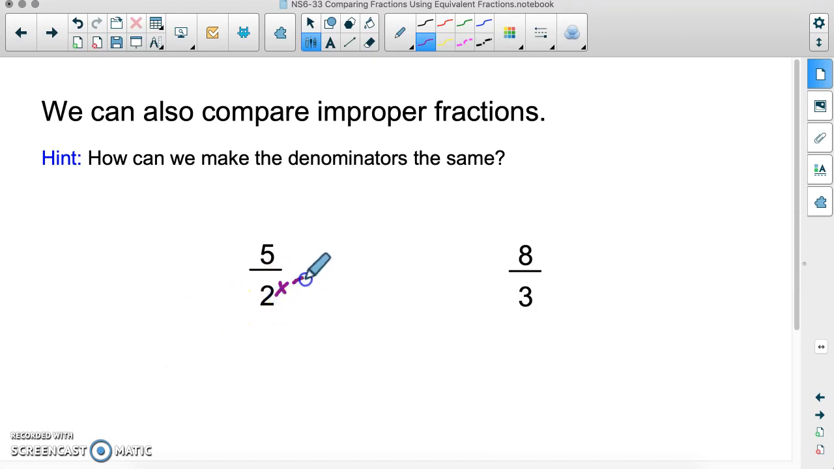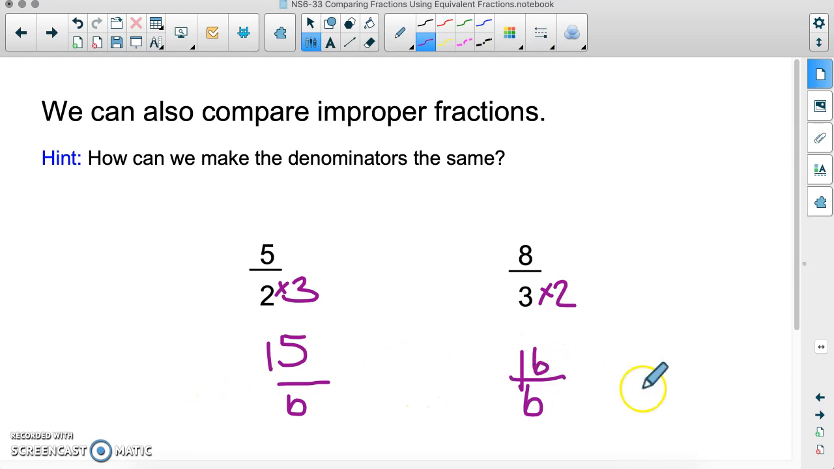So this side we're going to multiply by 3, this side you're going to multiply by 2. What you do to the bottom, you do to the top. So this is going to give you 15 over 6, and it's going to give you 16 over 6. Sorry, that one was really bad. Now you can easily compare. Even though they're improper fractions, we can still compare. So we can see that 16 over 6 is greater than 15 over 6. How do we know this? Well, they both have the same denominator, but 16 is greater than 15.